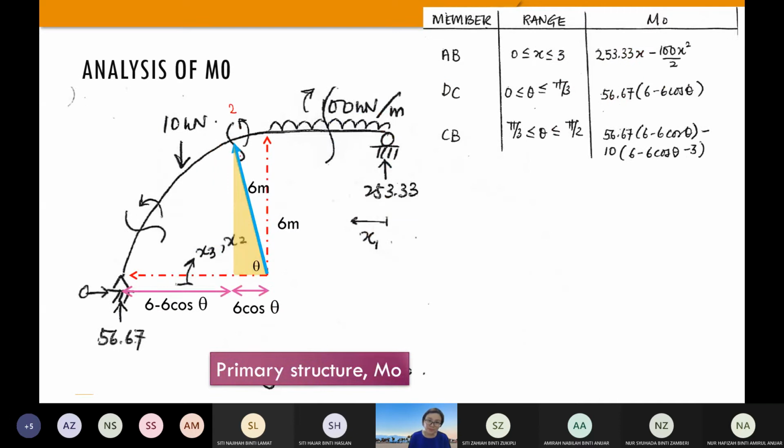For CB, this is C, this is B. Now this will be from 60 degrees to 90 degrees, but you put it in radians. So I'm going to draw a free body diagram for you in this case. Here we have again 56.67, and we also have a 10 kilonewton, and we have a cut section here.